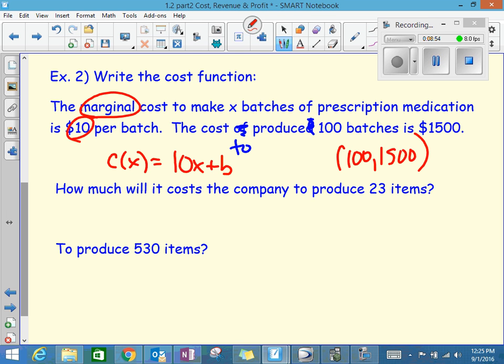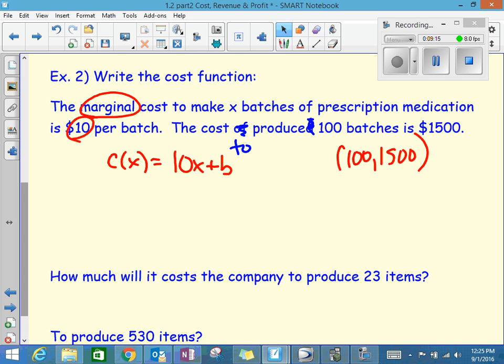Does that make sense? So see how this really relates right back to the first day when we didn't have any words to it, but we were told to write an equation given 2 points, right? Write an equation given slope and y-intercept. This is write an equation given slope and a point. Okay?